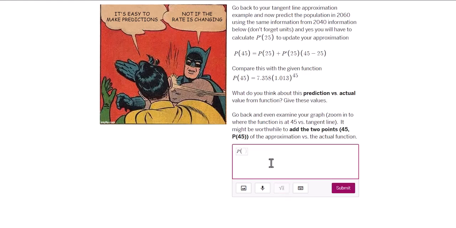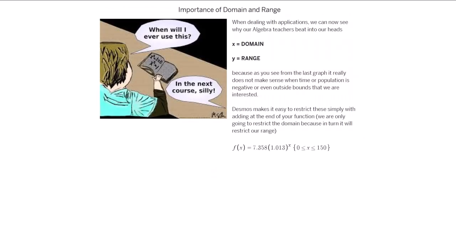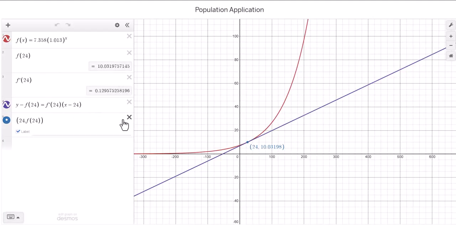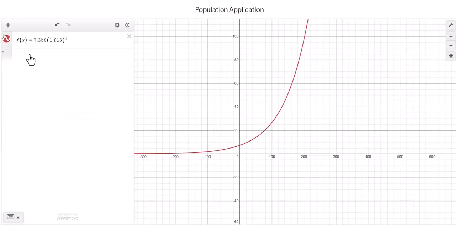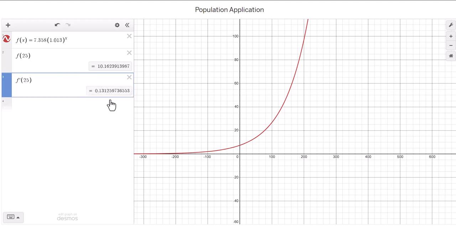All right, so the same thing's going on here. So P of 45 is what I'm trying to find. I need P of 25 plus P prime of 25, and then the gap from 45 to 25. So probably what I would do is go back to this slide, where I have my graph, and get rid of all this junk. I want to keep that one. So I want to know what F of 25 is, and what F prime of 25 is. Those are the numbers that I'm going to need, and I'm certainly not going to remember them.